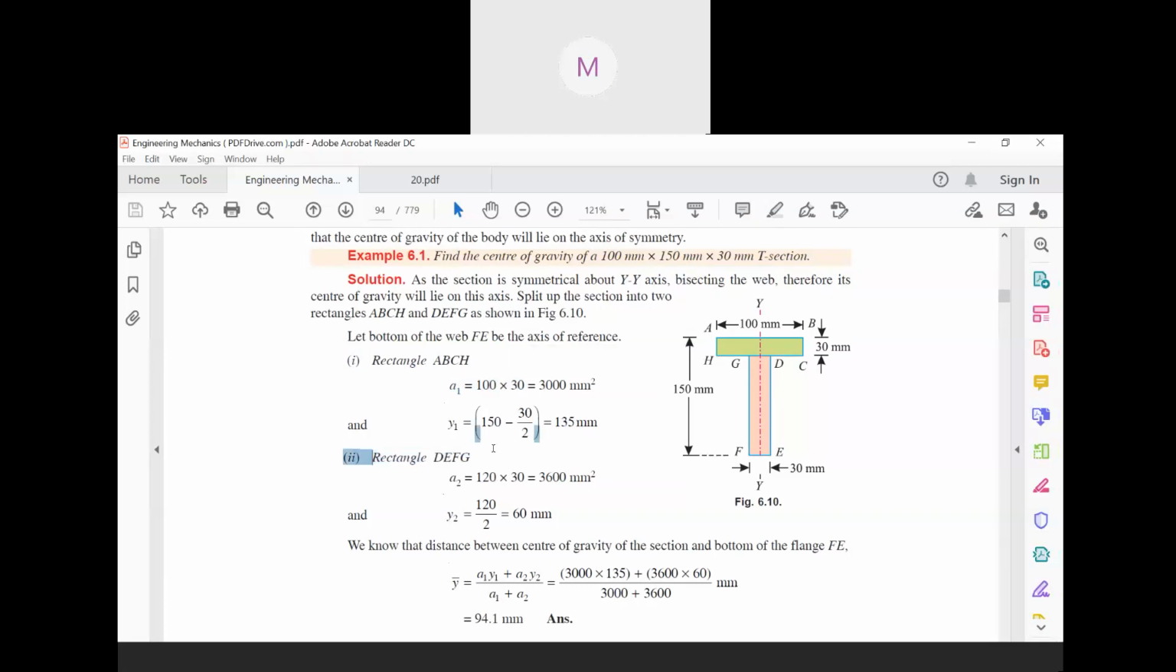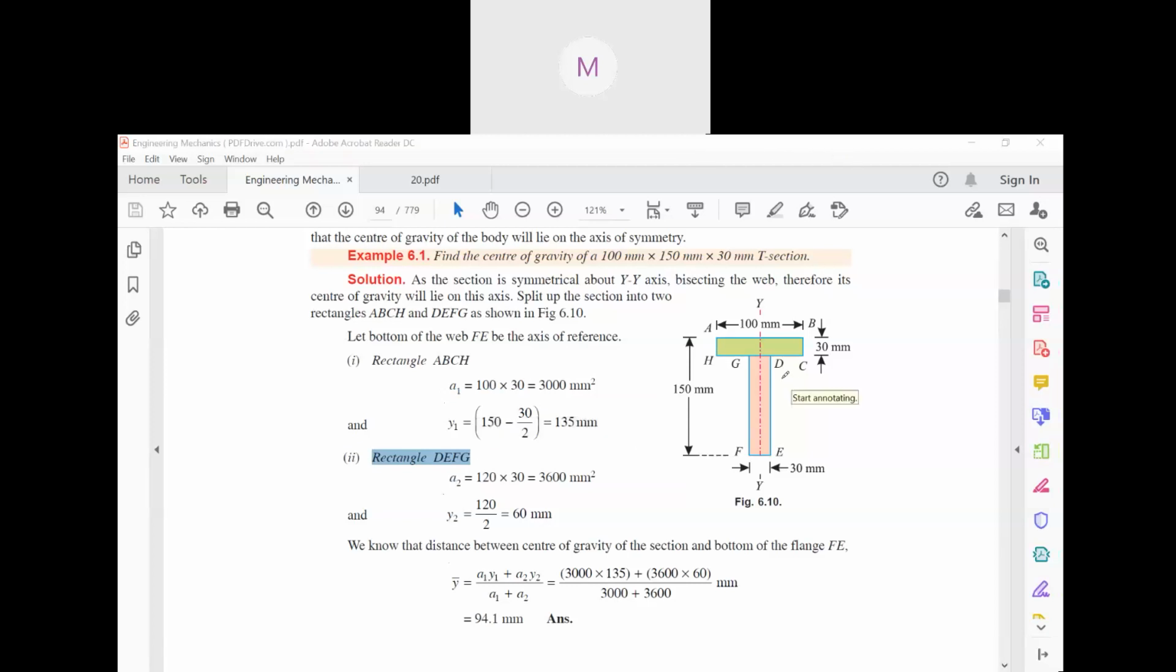Now for the second part, that means this DEFG, this D, E, F and G. So this part is the next part. You can find out the area, length into breadth. What is the breadth again? 30 mm. A2, and what is the length? How is it 120? Do you know how it is 120?